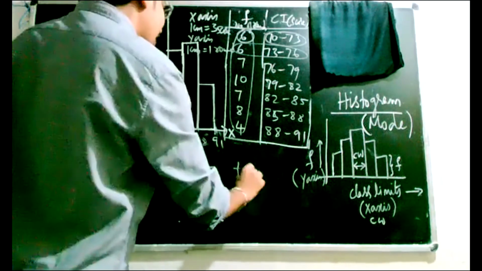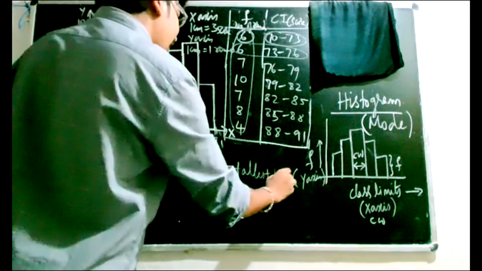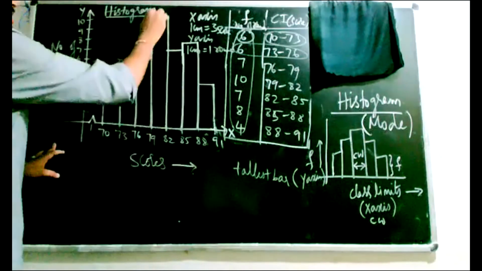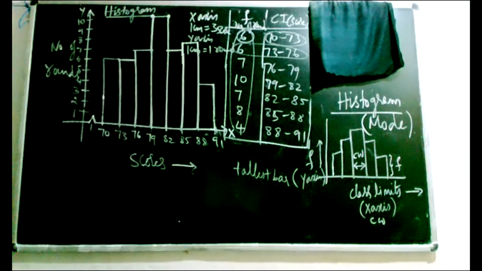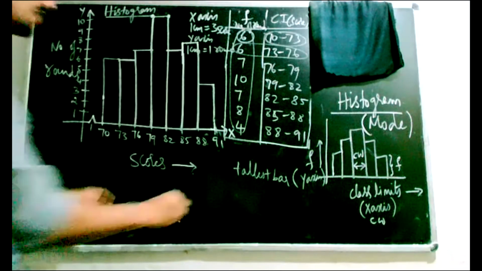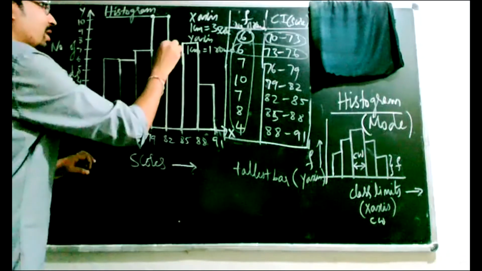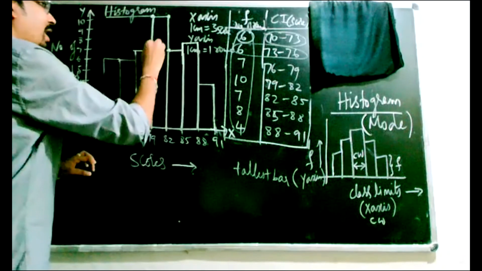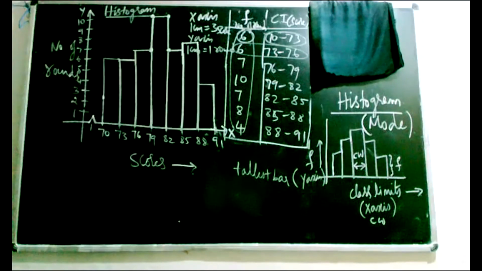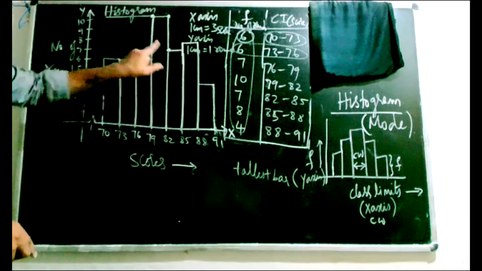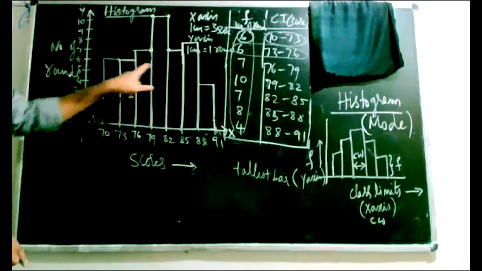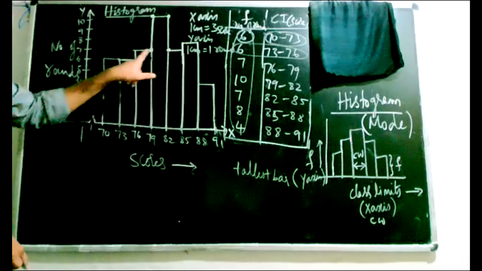Select the tallest bar first and then mark the adjacent points of the tallest bar: the top two corners, and also the point of intersection of the tallest bar with its adjacent bars. Adjacent bars means the bars on either side. Mark the points where they meet the tallest bar. So two adjacent bars are there, left and right.